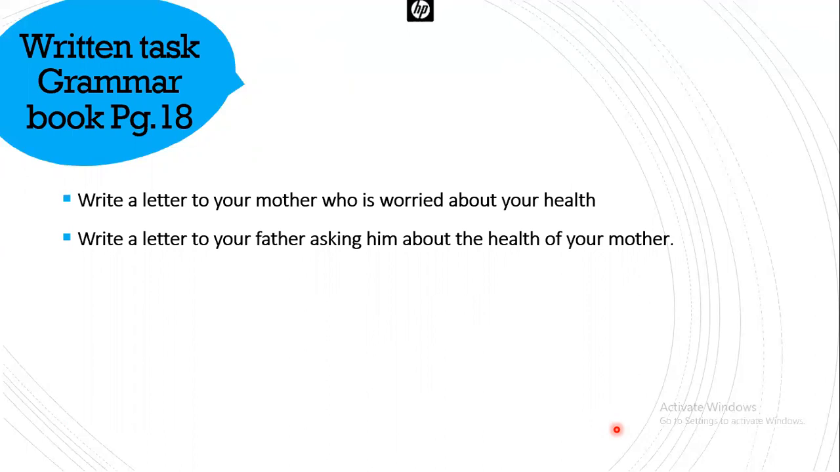Now, these 2 are the letters that I have discussed recently, and the content is there. But I want you to add your own content, your own ideas, and make it a lengthy letter. And I hope you have understood informal letter writing.